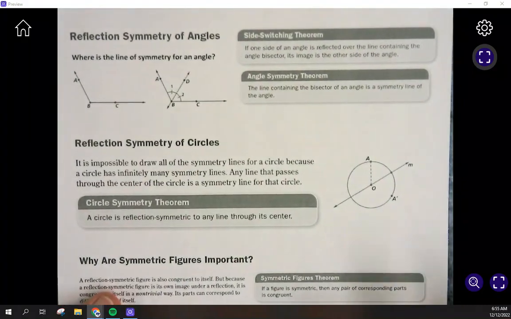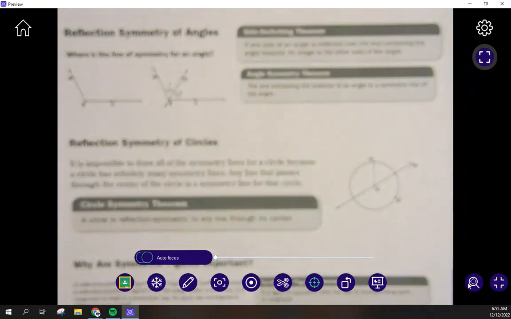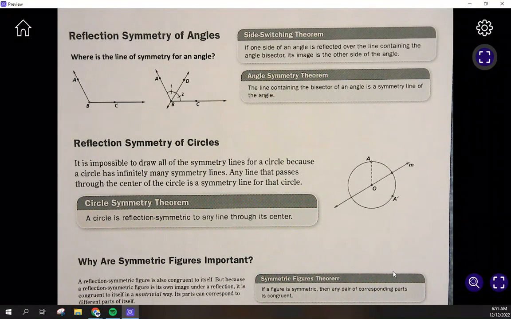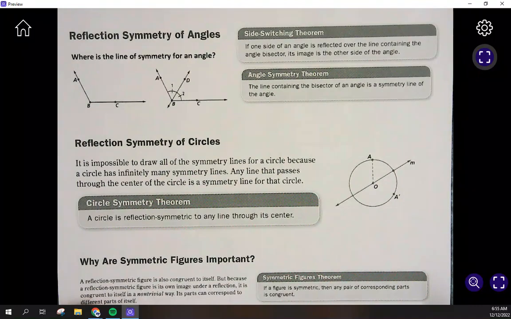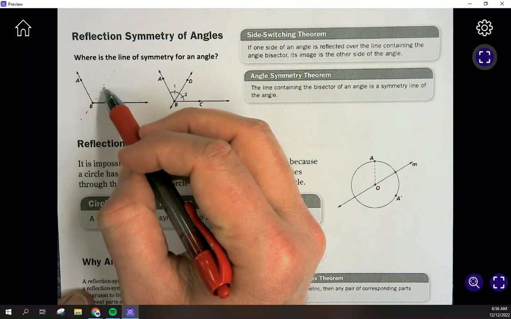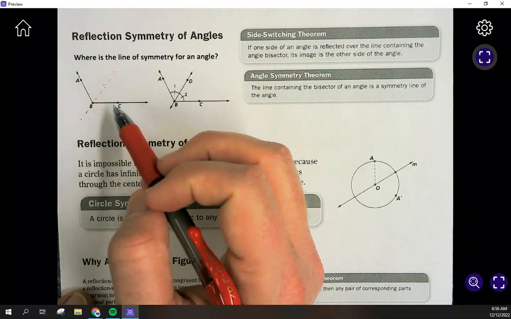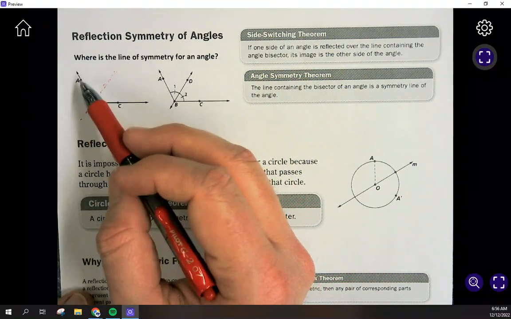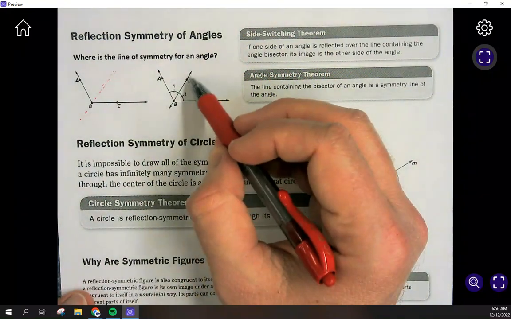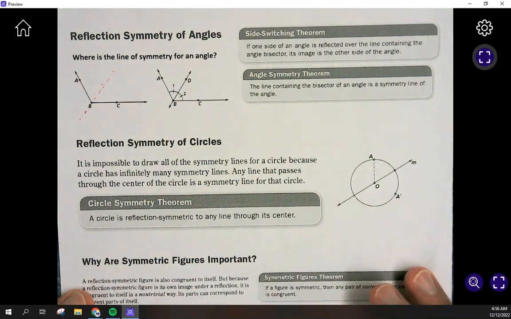Well, what about angles? Let's take a look at those. Okay, so where is the line of symmetry for an angle? So similar to a segment, the bisector is going to be the line of symmetry. If I construct the perfect angle bisector, which we've done with the compass already, when I fold this over that line or reflect it over that line, I do get the original shape. And so you can see here, this is the angle bisector with angle 1 equaling angle 2. That's going to be your line of symmetry.